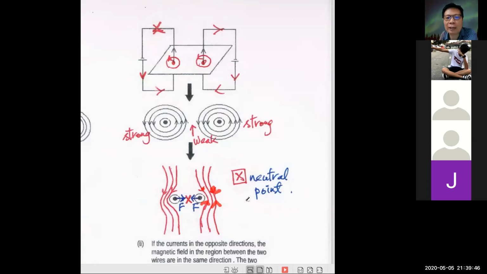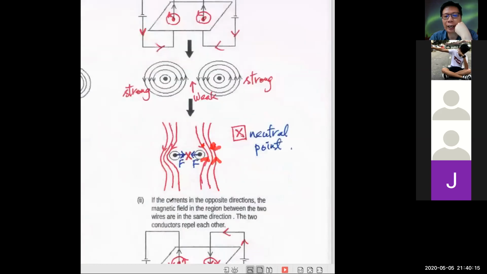So we make a conclusion: when two wires carry current in the same direction, the two wires will attract each other. Why do I say attract? Because the force, this one pushing, will make the two wires attract each other. Attract. Remember now, when current flows in the same direction, the two wires will attract each other. Attract. So this attracts. Okay.